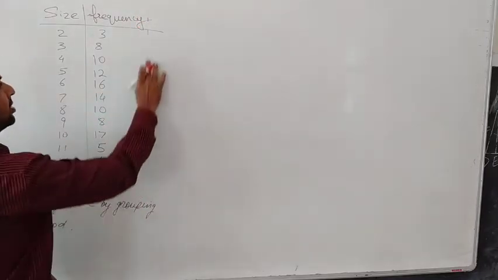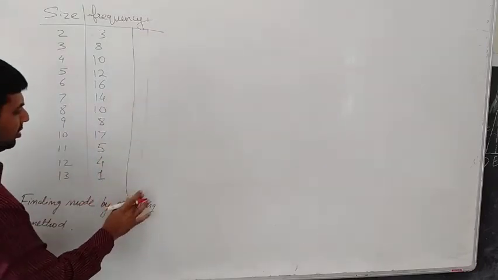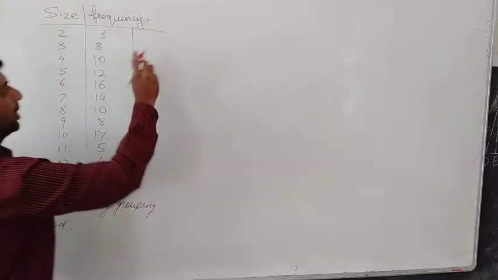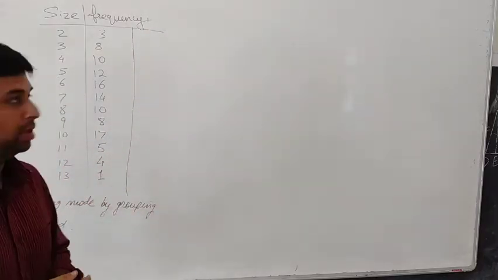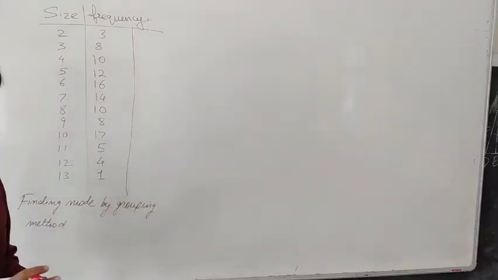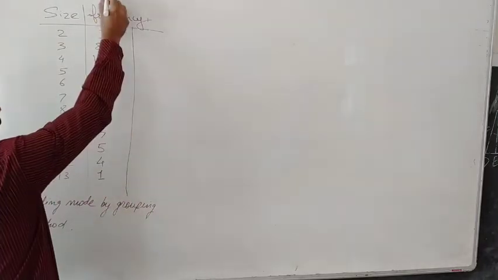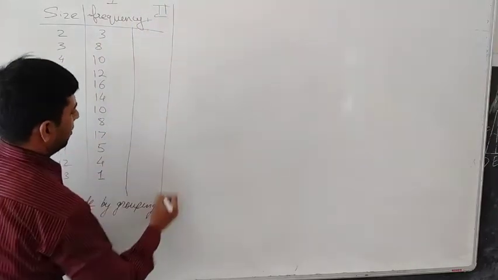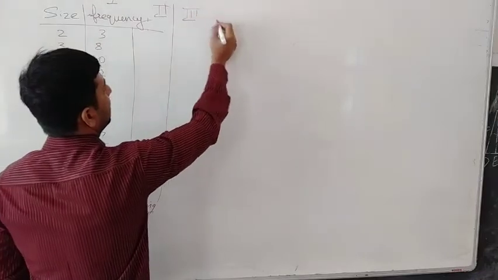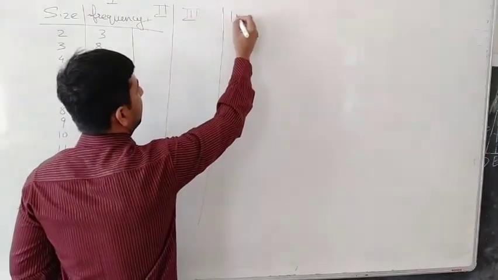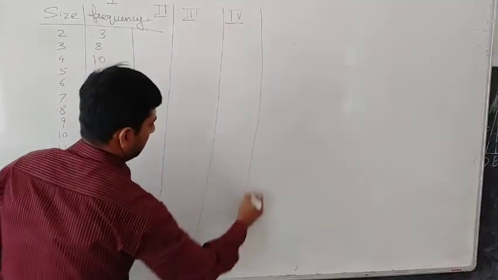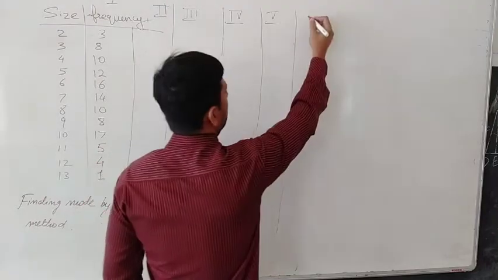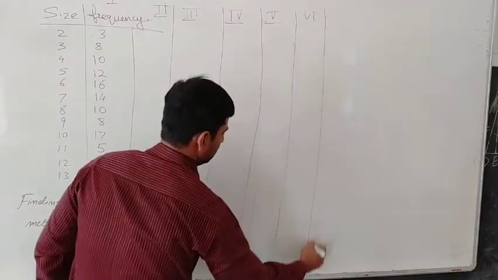Okay, so let us start this type of question. How should we proceed now? First of all, we'll have to make some columns for it. We'll be making a total of 6 columns. This one will be your first column. After that, we'll be making the second column, then the third column, then the fourth column. Then the fifth column will be there, and the sixth column will be there.